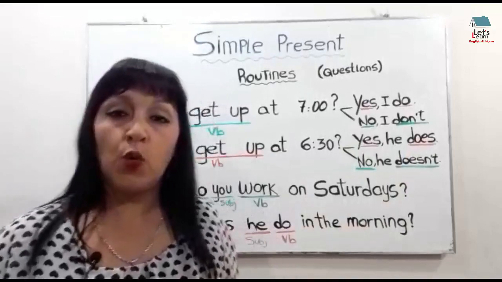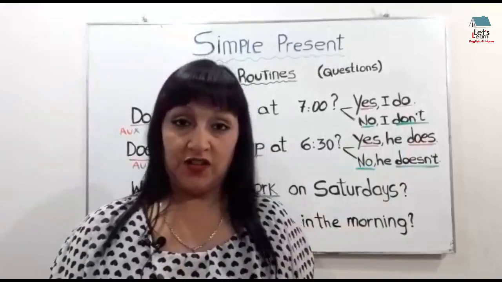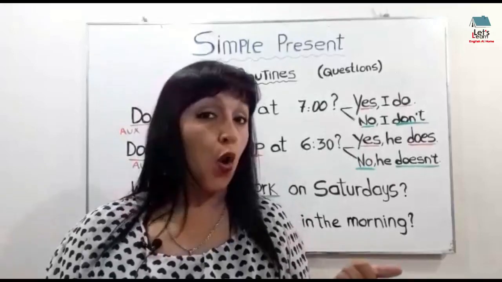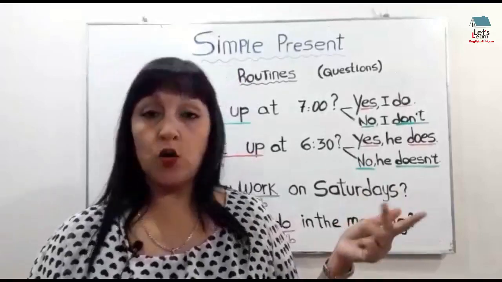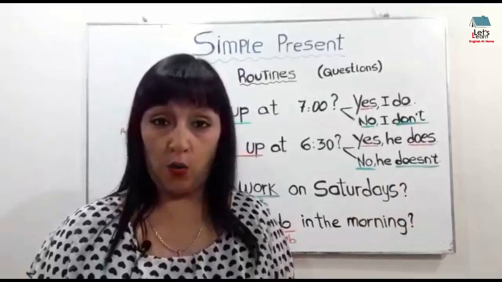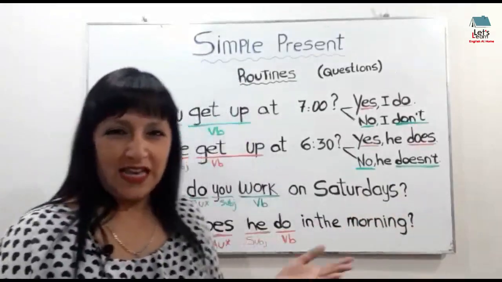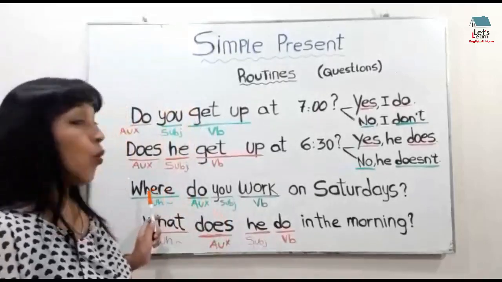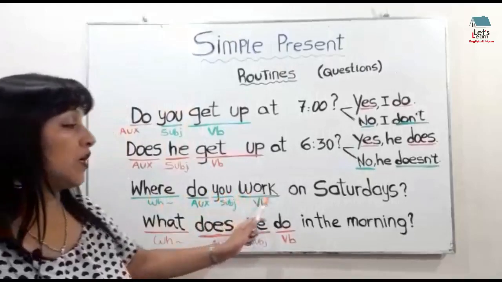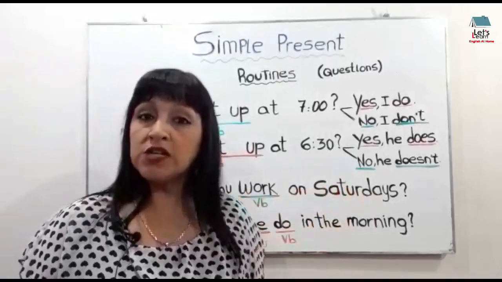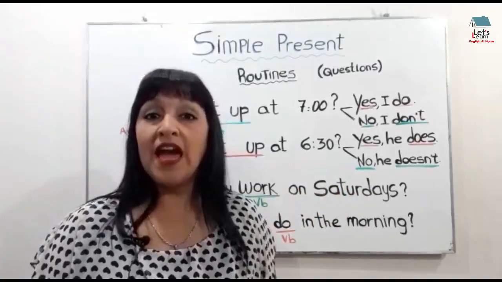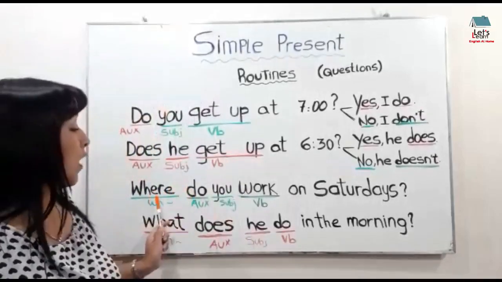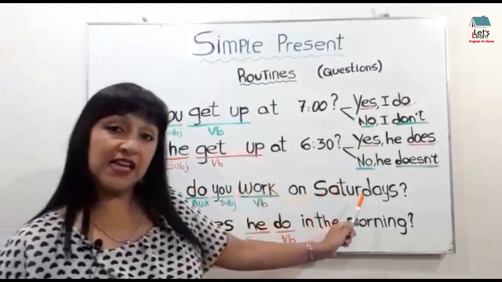But we can also use question words to ask questions in the present simple. In this case, WH words: what, where, when, why, and even how, as WH words include all of those. For example, have a look at this one. Where do you work on Saturdays? The word order is still the same, but I add the question word at the beginning. Where? Where do you work on Saturdays?